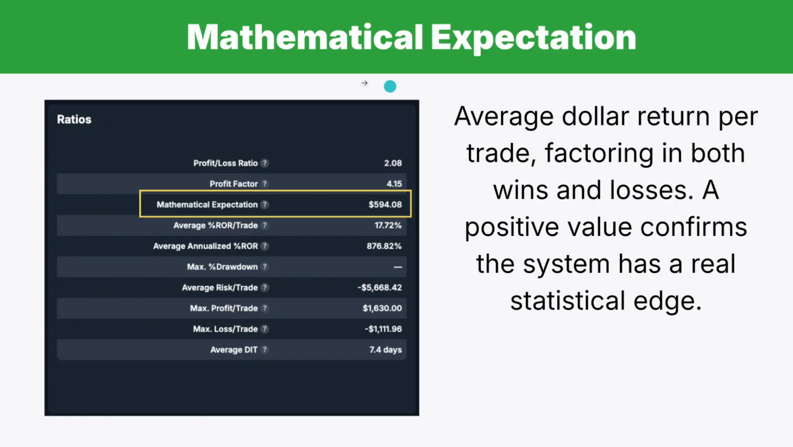The mathematical expectation answers the most practical question of all. How much should I expect to make on average every time I put on a trade? At $594.08, this figure accounts for both winning and losing trades. A positive value confirms the system has a real statistical edge, not just a lucky streak.